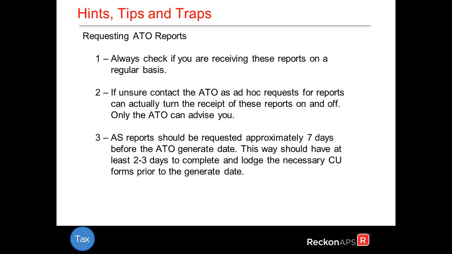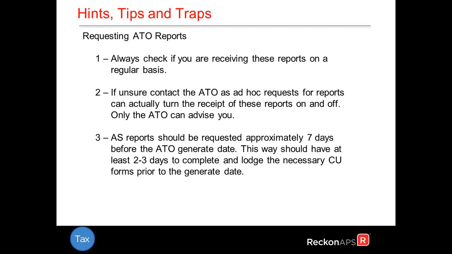So if that's the case, you need to call the ATO, provide them with your agent number, and they can look at the database and see whether you are currently turned on or turned off for receiving those reports. It's unfortunate, but requesting those reports actually tells the ATO that you want to turn the switch on or turn the switch off. And the problem is you don't know what status it's currently at.